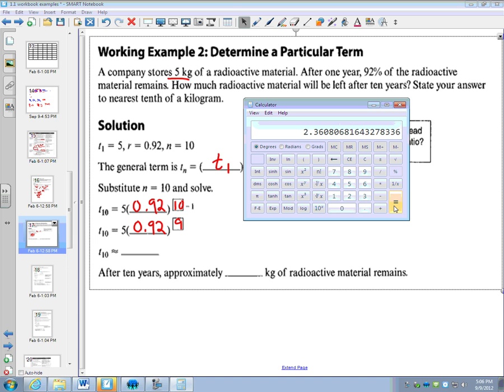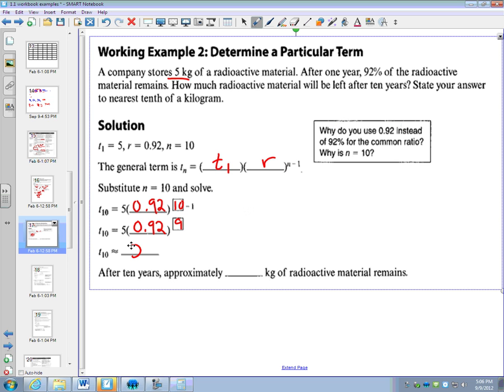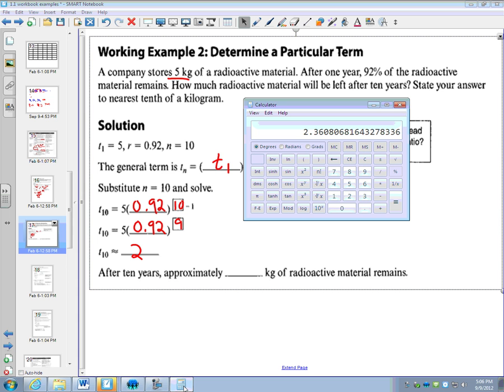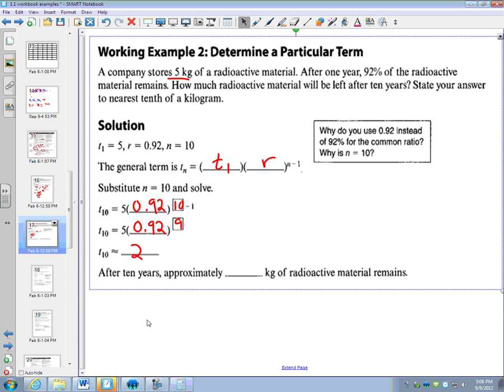And we should get 2.36. After 10 years, approximately 2.36 kilograms of radioactive material remains.